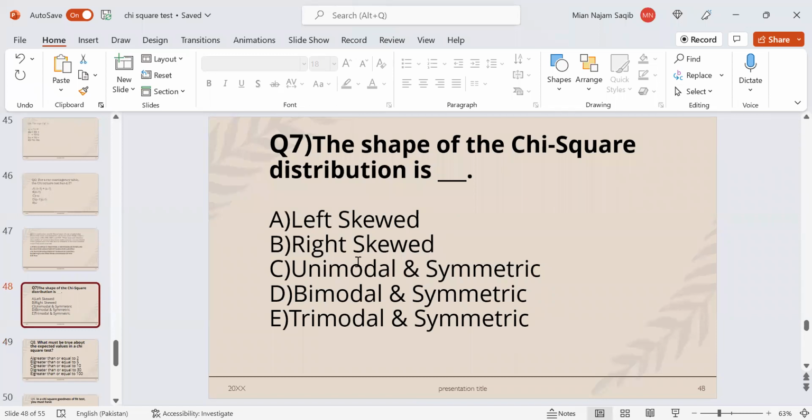7. The shape of the chi-square distribution is A, left-skewed, B, right-skewed, C, unimodal and symmetric, D, bimodal and symmetric, or E, trimodal and symmetric. It's B. Yeah.